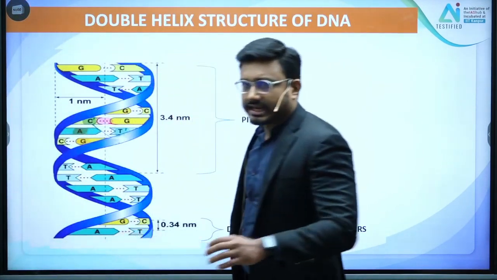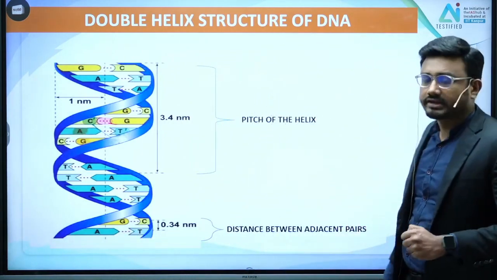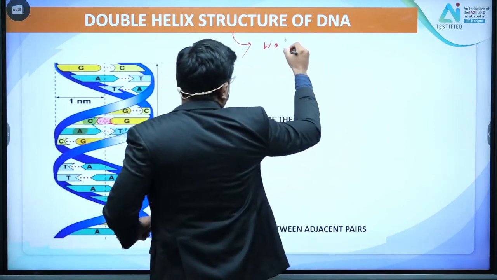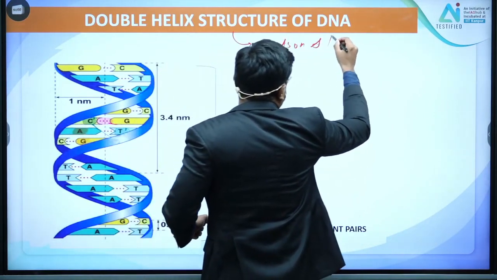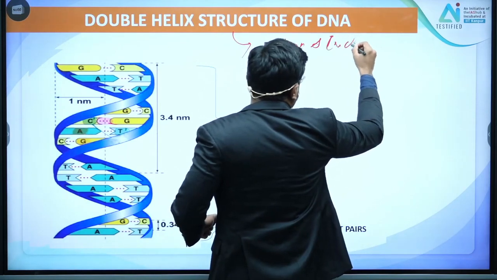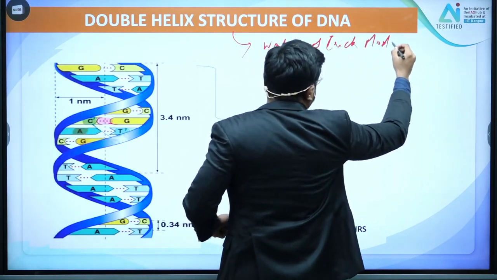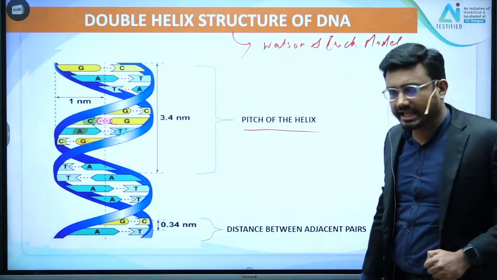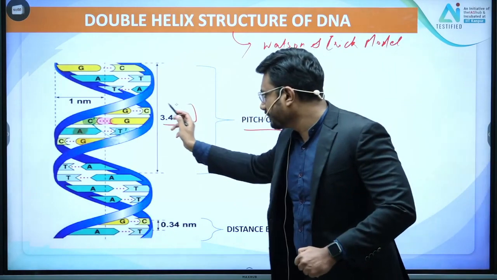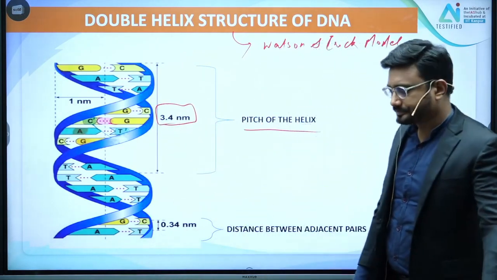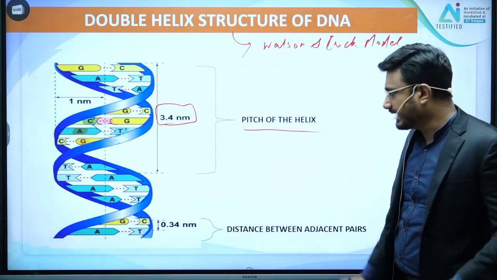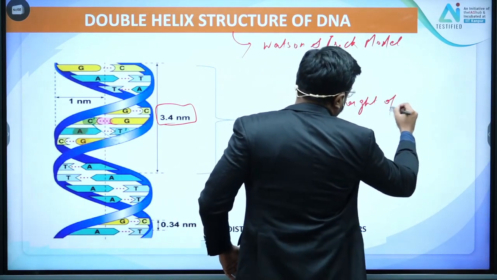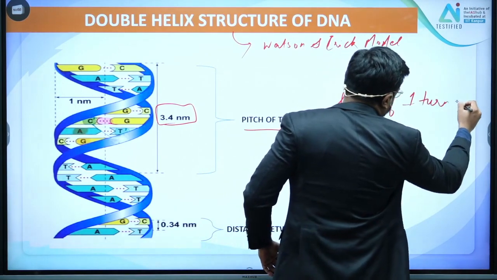So now let us understand the double helix structure of DNA. Who gave the double helix structure of DNA? It was James Watson and Francis Crick, so it is also known as the Watson and Crick model. In this, the pitch of the helix is measured to be 3.4 nanometer. So what is this pitch of the helix? It is the height of one turn of DNA.